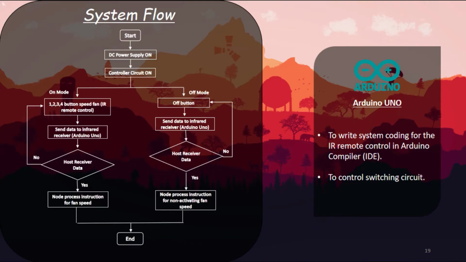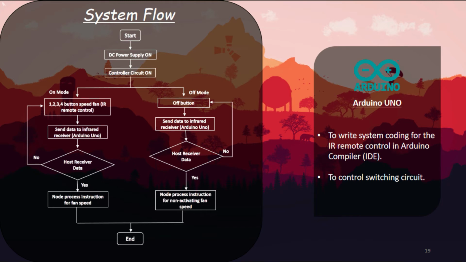Okay, this is the system flow of this project. We start with the DC power supply to supply the controller circuit. The controller circuit will turn on, and then there are two modes, which are on mode and off mode. Buttons 1, 2, 3, 4 are set for different speeds of the HVLS fan, and the remote control will send the data to the infrared receiver attached to the Arduino Uno, and then the host receiver will trigger the controller circuit to process the instruction for fan speed.